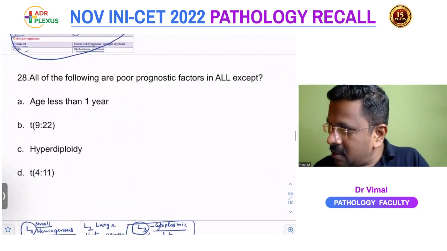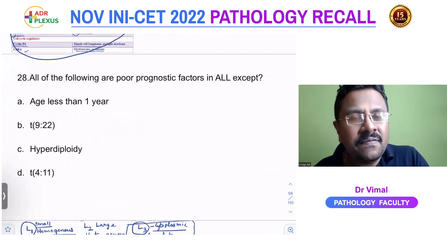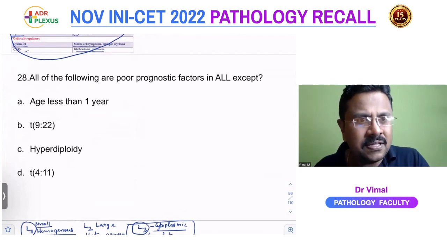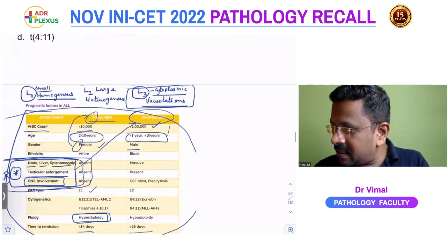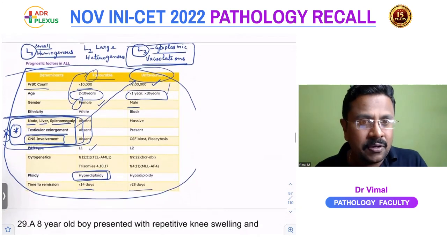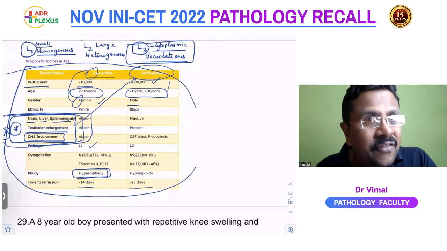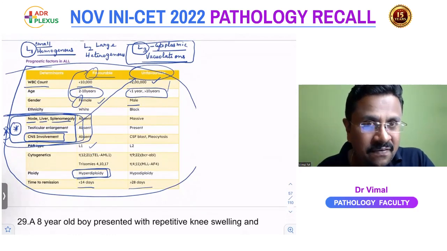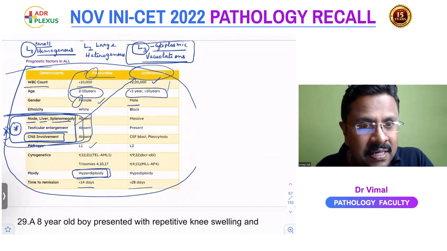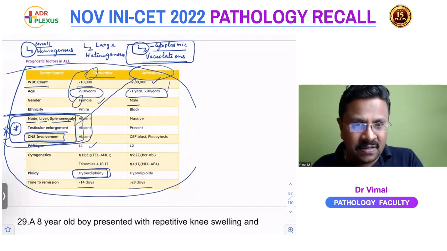Yes. All of the following are poor prognostic factors in ALL, except. This is also a very repeated topic which I stressed, and a similar tabular column which we discussed, the favorable and unfavorable prognostic factors in ALL. All of you will remember that if the cell count is less than 10,000, it is favorable, and if it is more than 2 lakh, it is unfavorable.